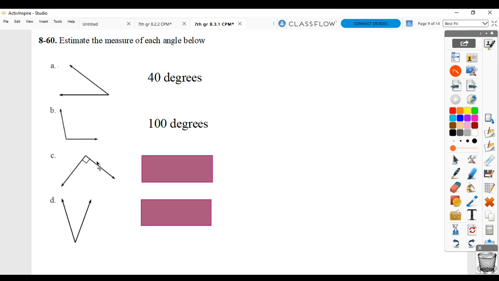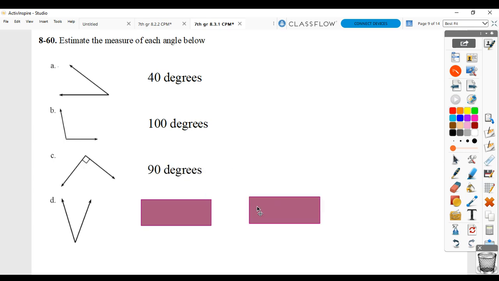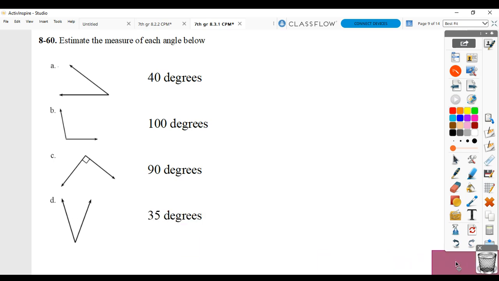C, you really don't have to estimate because you have this symbol that shows us that it's 90 degrees. And D, a good estimate is 35 degrees. Again, I would take 25 to 45 as an estimate.